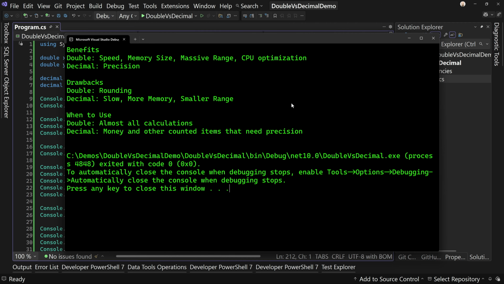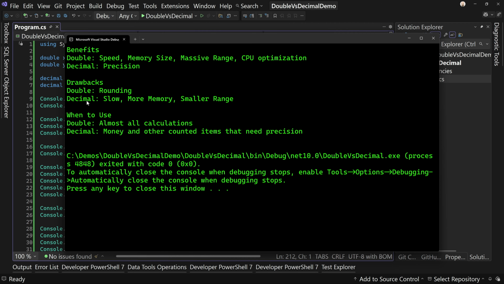So what are the drawbacks? Well, for double, you get some rounding. Again, at the very beginning, we saw that simple example where 0.1 plus 0.2 equals 0.300000004. Okay, because there was a little bit of rounding. But we give up a little bit of precision for the speed, memory size, massive range, and the optimizations.